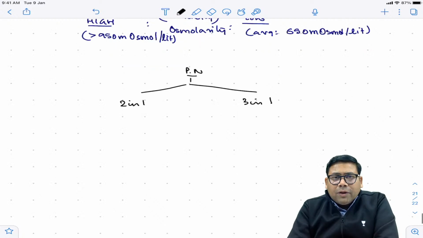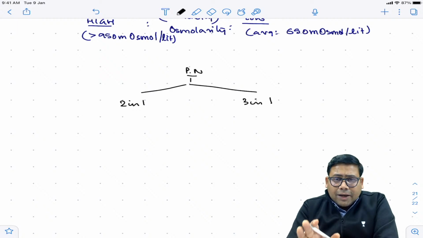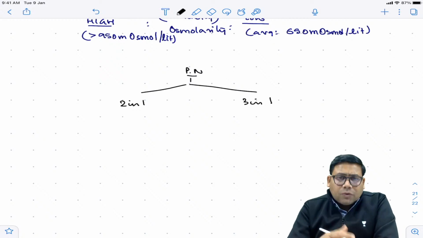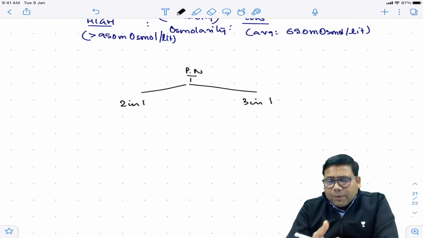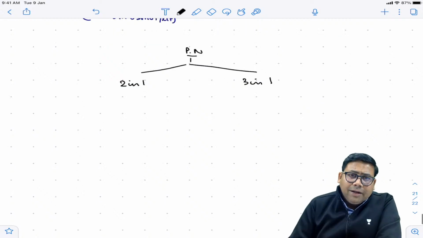Both 2 in 1 and 3 in 1 are available in TPN and PPN formulations. It is only the country standards. In developed countries, it is 3 in 1. The same companies like Fresenius Kabi and Baxter are manufacturing 2 in 1 for the US, and for India they're manufacturing 3 in 1. So this is the difference, developed versus developing country. In my routine classes, I have already discussed this thing in detail and depth.